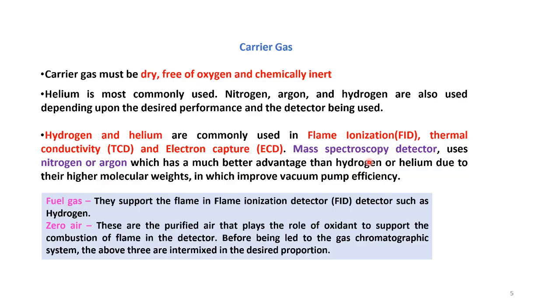The mass spectrometer uses nitrogen or argon, which have an advantage over hydrogen or helium due to their higher molecular weights, which improves pump efficiency. Then we have fuel gas, which supports the flame in the flame ionization detector, and which is normally hydrogen gas and zero air. We also have to have a vacuum all over to remove the oxygen or air from the column.